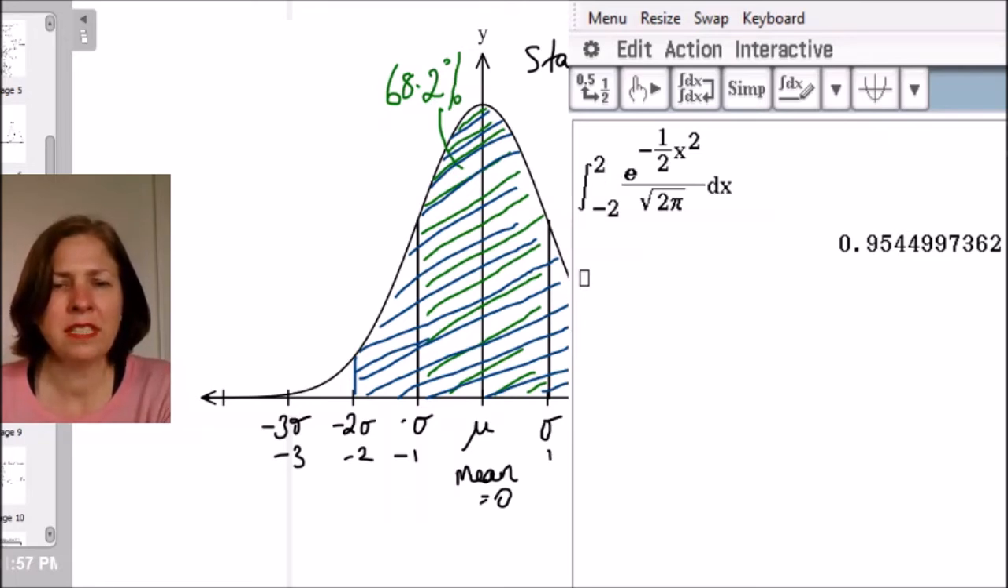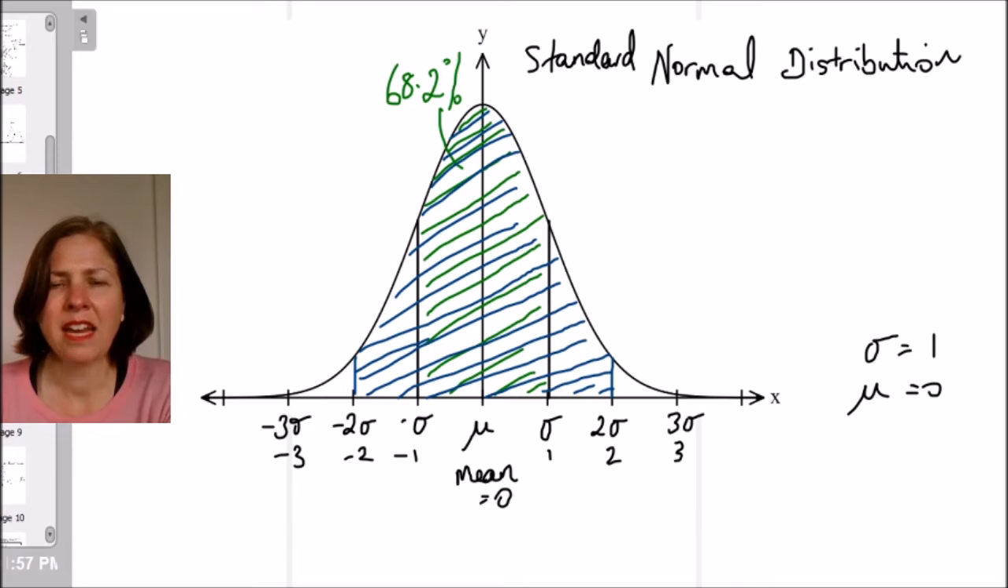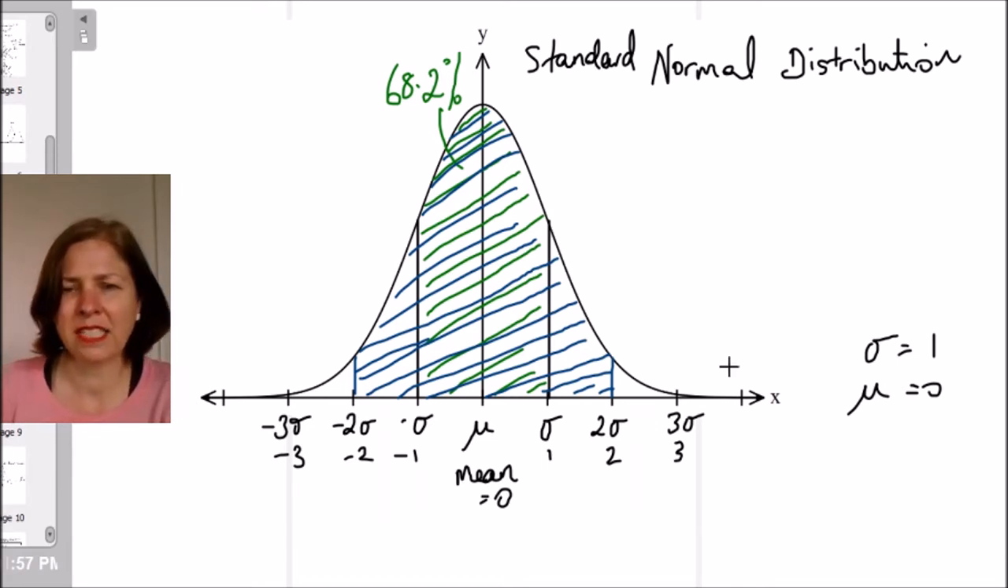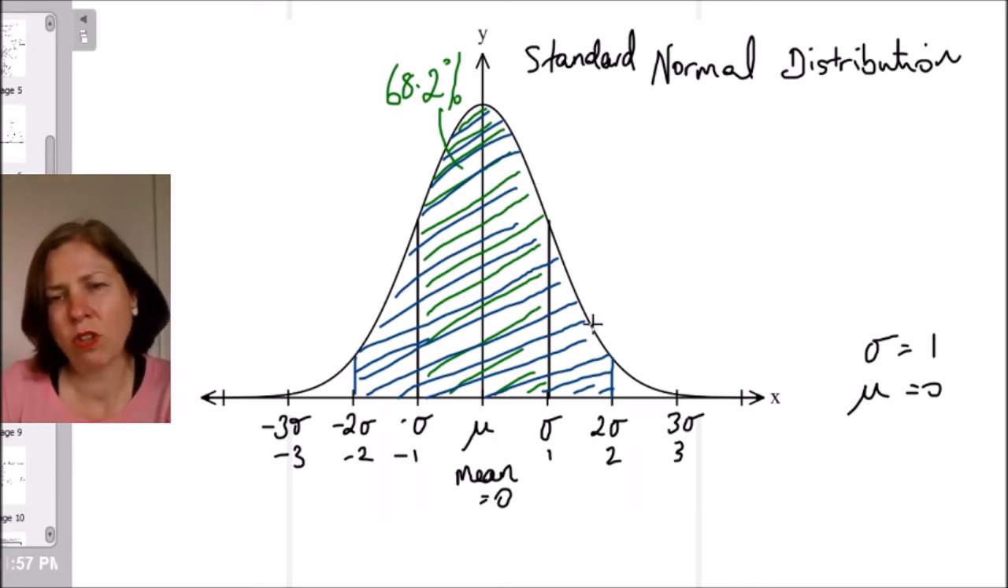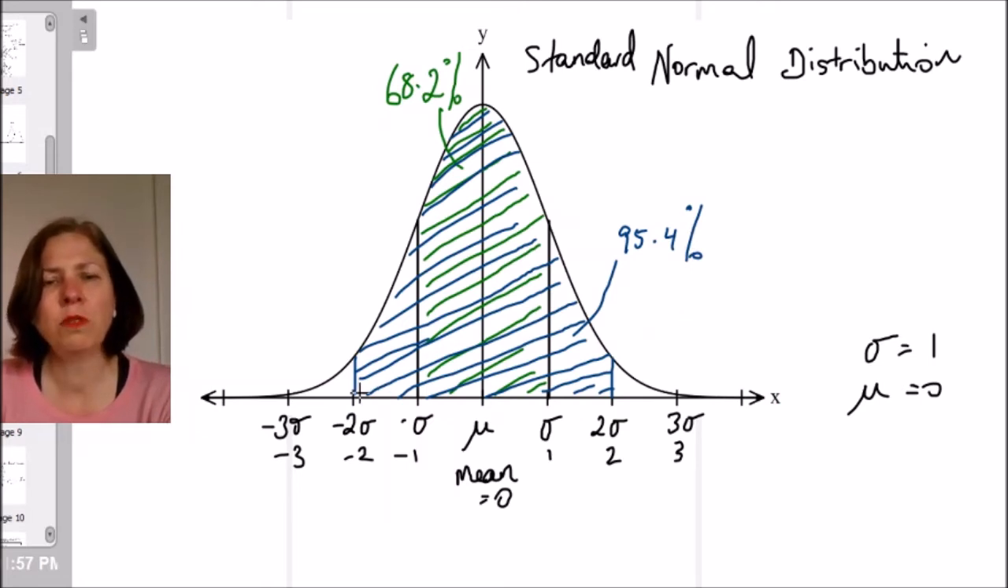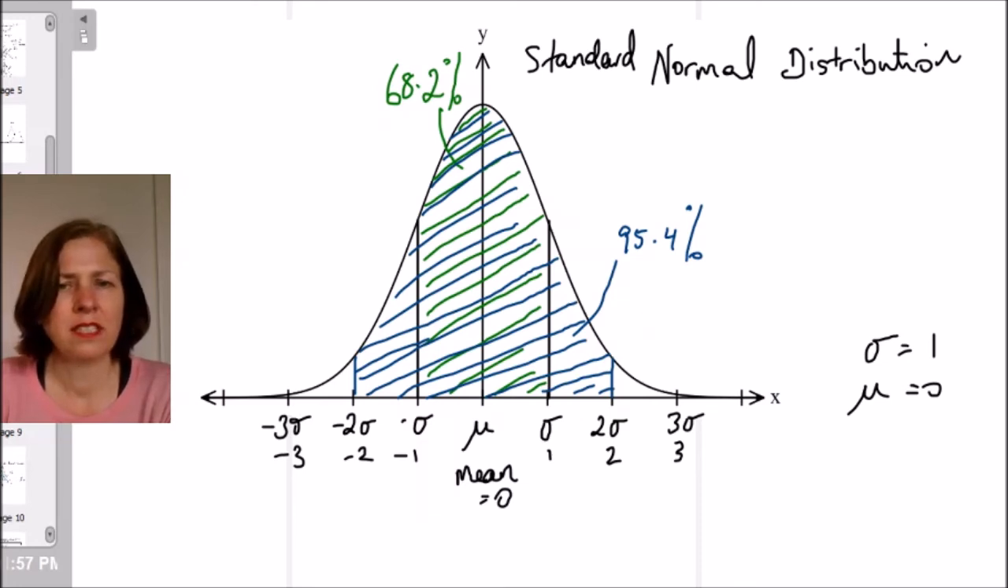But you can see the significance of this. What I can now say about any value on the curve is that there is a 95.4% probability that a value will fall somewhere within a distance of 2 standard deviations, either above the mean or below the mean. Okay, let's use yellow just to get this last section.